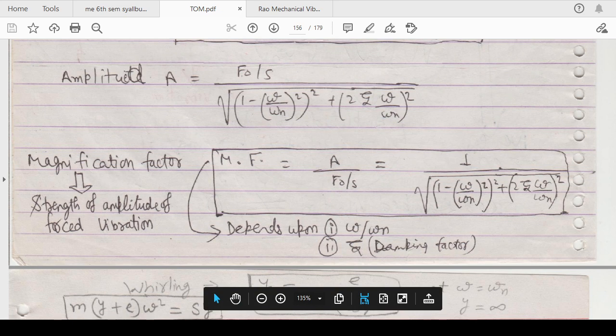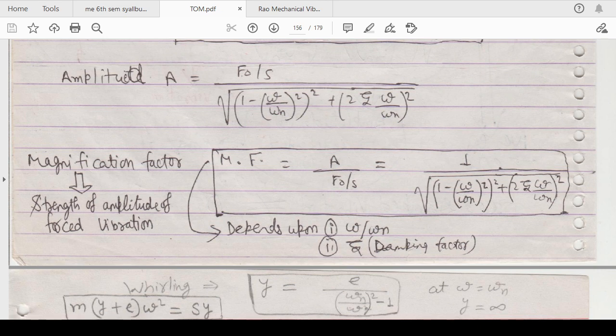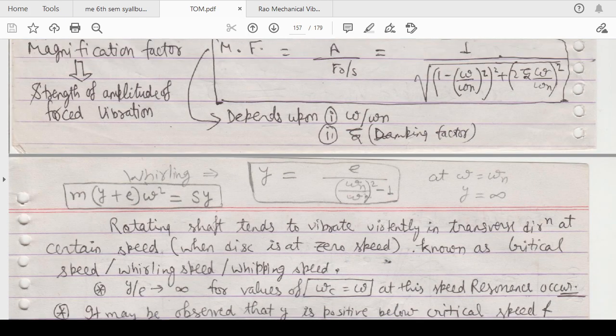If you divide A by F0 by s, it becomes 1 upon the square root of [(1 minus (omega by omega n) squared) whole squared plus (2 zeta omega by omega n) squared]. In some objective questions they ask what the magnification factor depends on. You can say it depends on omega by omega n inversely, and on zeta, the damping factor, which we studied in the previous unit.